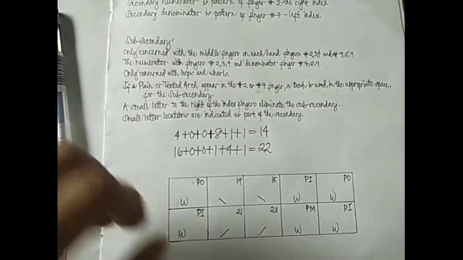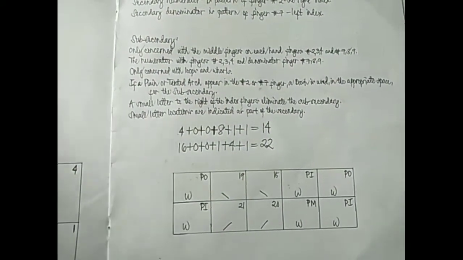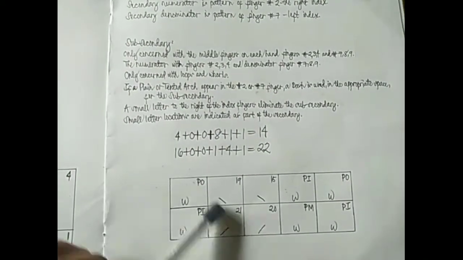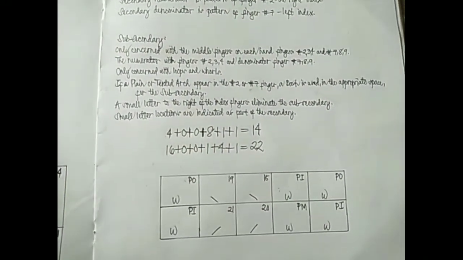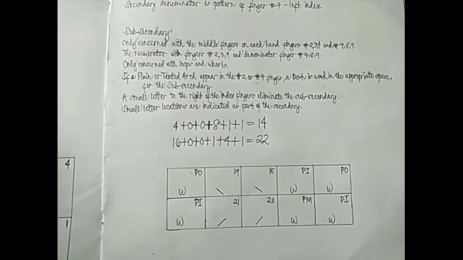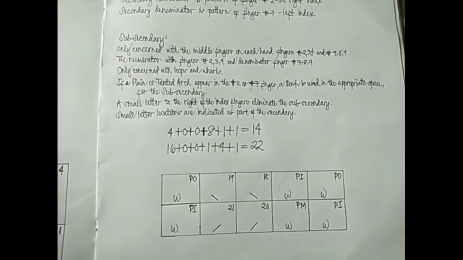So if a plain or tented arch appears in the number 2 or number 7 finger, a dash is used in the appropriate space for the subsecondary. So a small letter to the right of the index fingers eliminates the subsecondary.